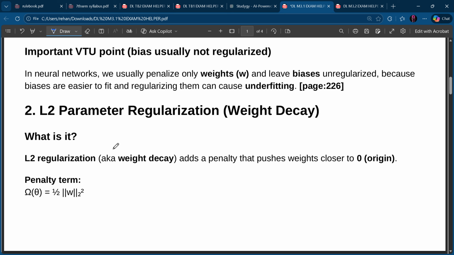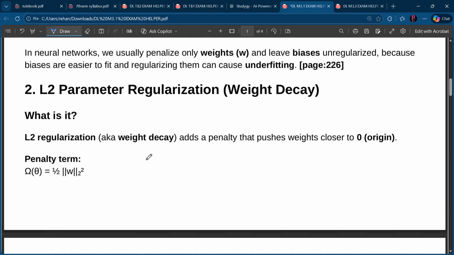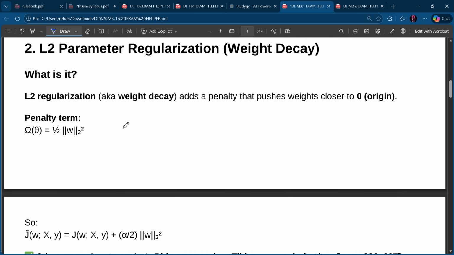Then we have L2 parameter regularization. So what is it? L2 regularization, also known as weight decay, adds a penalty that pushes weights closer to the origin, that is 0. Origin is always 0. You can extend this definition as well by looking at the textbook.